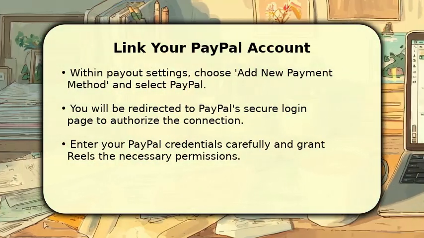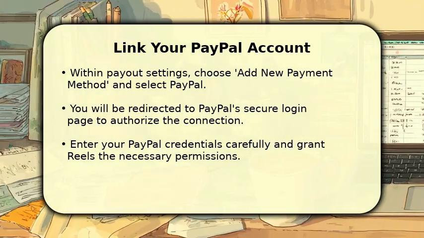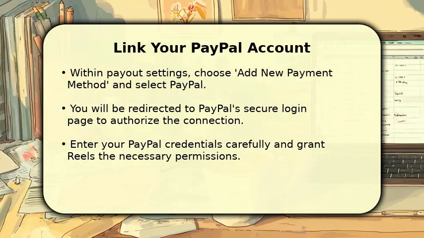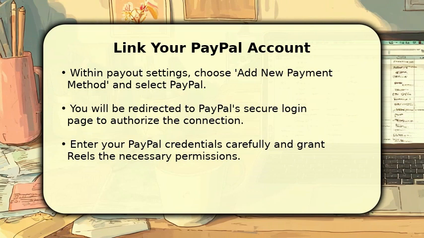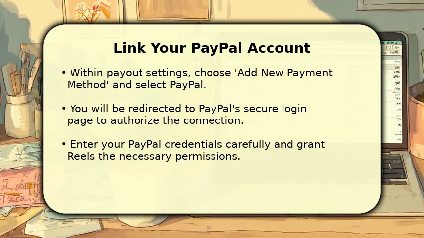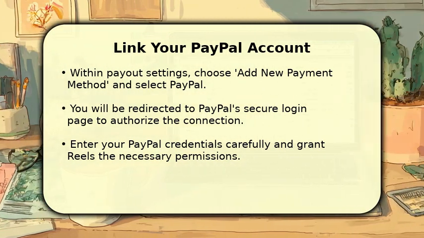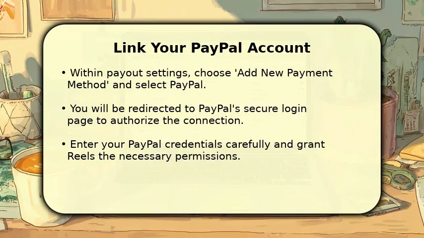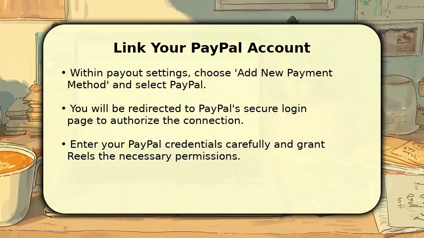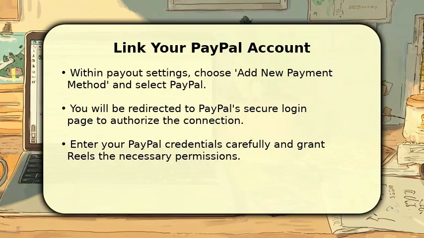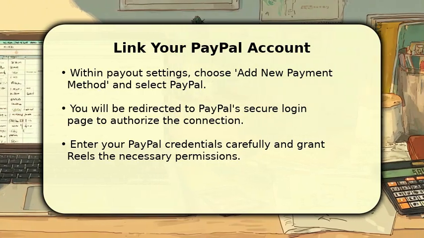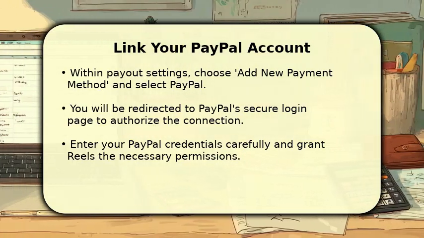Within the payout settings, you will find an option to add a new payment method. Select PayPal from the available choices. You will then be securely redirected to PayPal's official login page. Please enter your PayPal email and password to log in and authorize the connection. Review the permissions requested by Reels before you click to confirm the link.